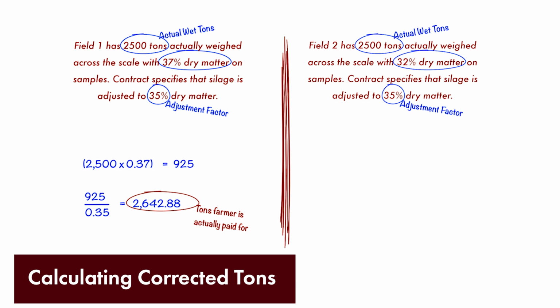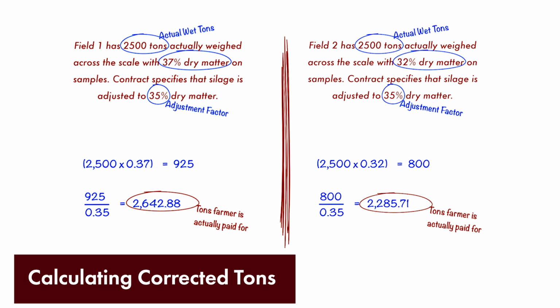So then we take the scale weight tons, or the tons brought in, and multiply it by the actual dry matter percentage, and we get 800 dry matter tons. So there was 800 tons of dry matter actually pulled off of that field. We set our contracts up based on 35% dry matter. There's 800 dry matter tons, and we divide it by 0.35, or 35%. This would be the tons of silage at 35% dry matter. So then we pay based off of this. This would be what we paid off of.